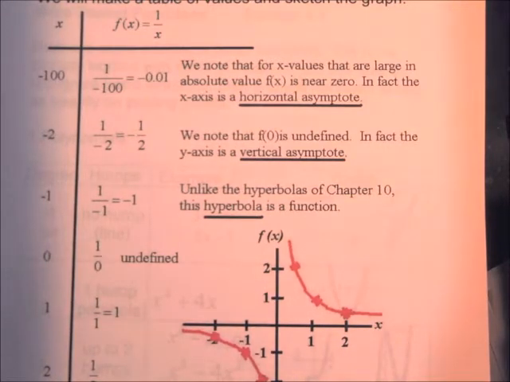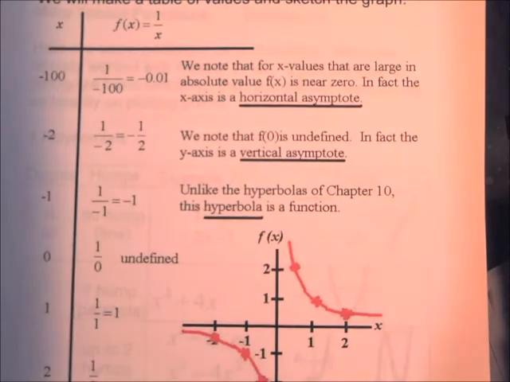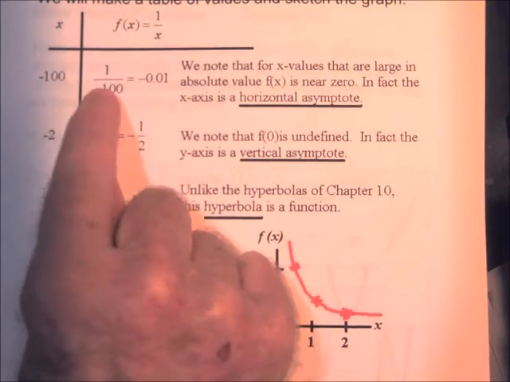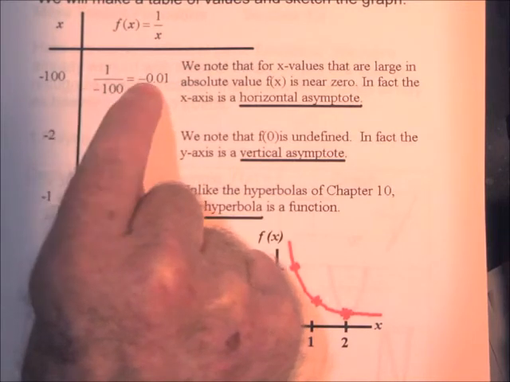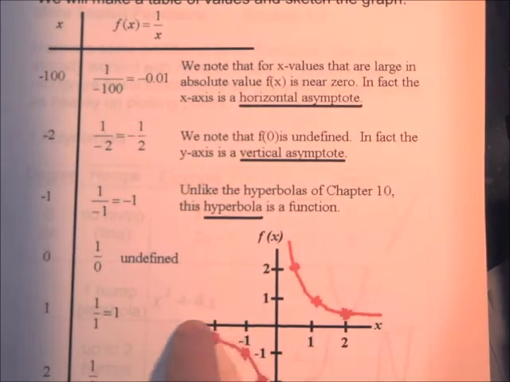So we can plot the points. Negative 100 and positive 100 are not convenient to plot, so I didn't plot them, but you can see that I put those in to just sort of demonstrate that it's getting closer and closer to 0 as x gets big in absolute value.